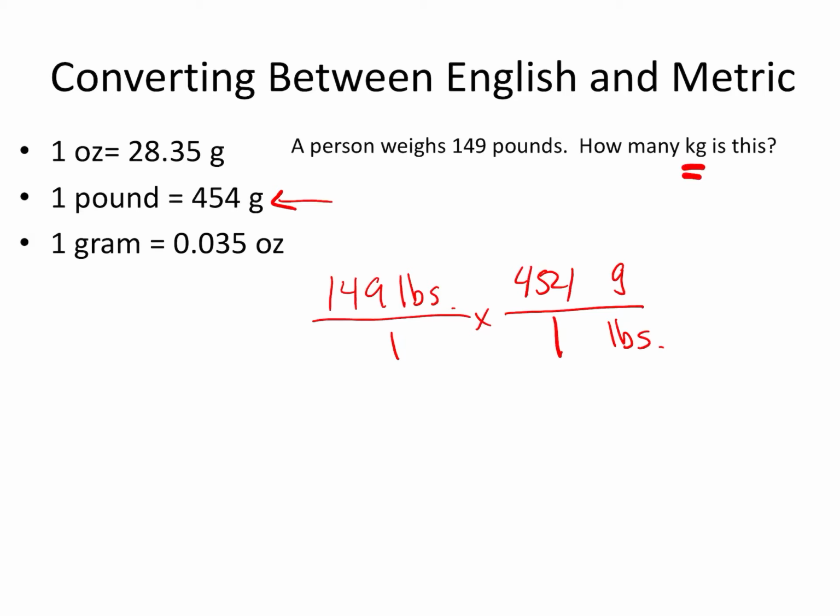And our numbers are on the same side, so we're going to multiply. 149 times 454 is 67,646 grams. Okay, that's a lot of grams. How many kilograms is that? I know that a kilogram is 1,000 times larger than a gram, so I know I'm gonna have to move my decimal point 3 in towards the left.